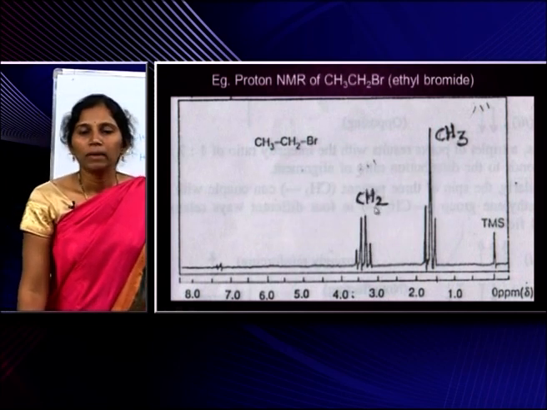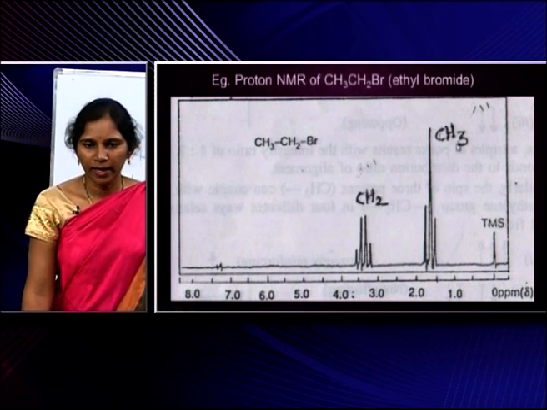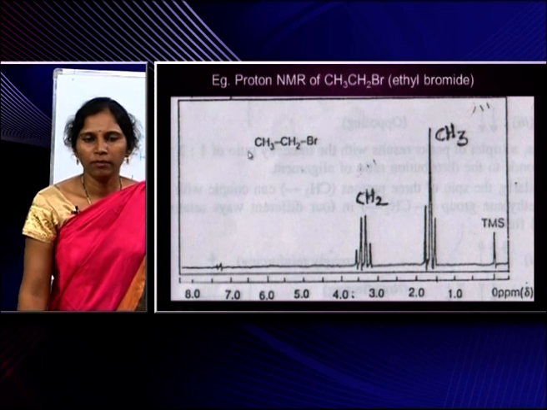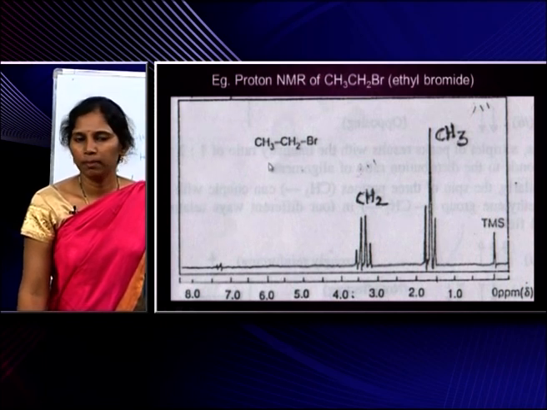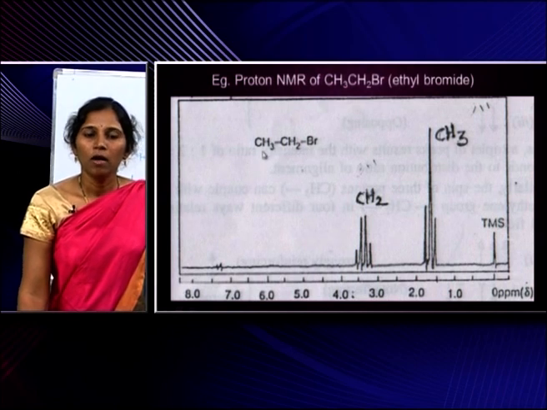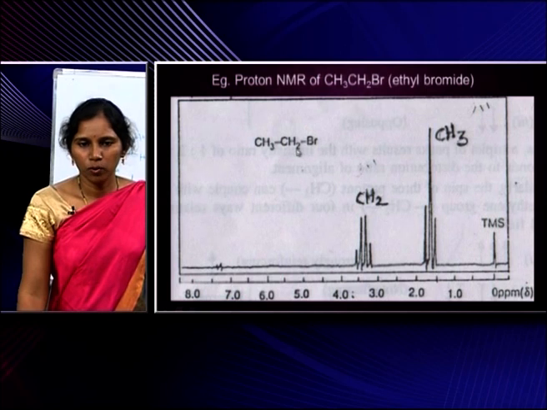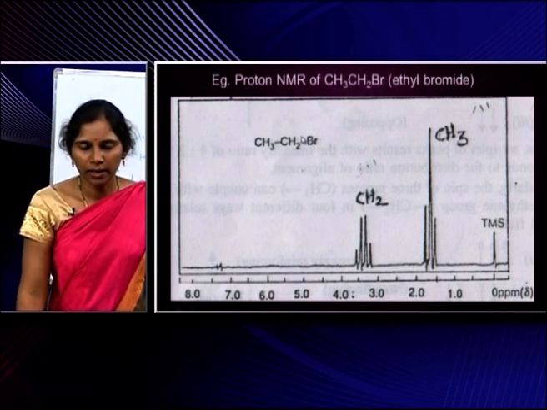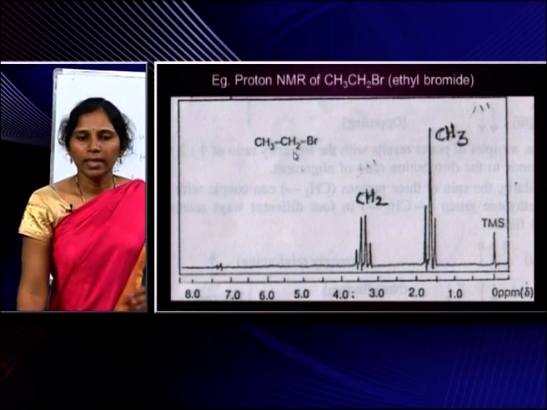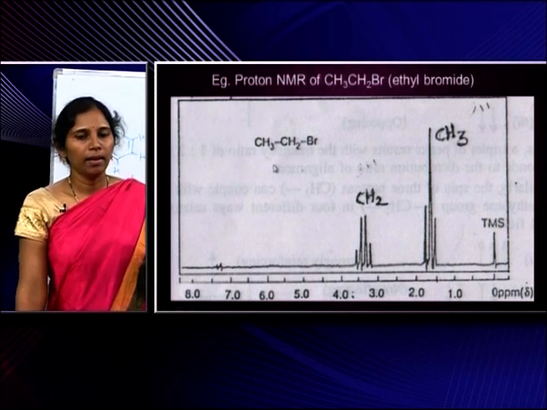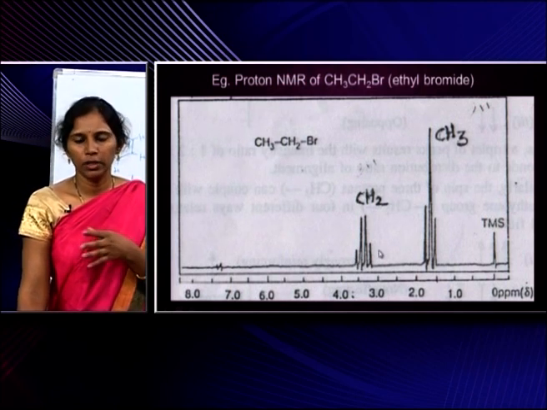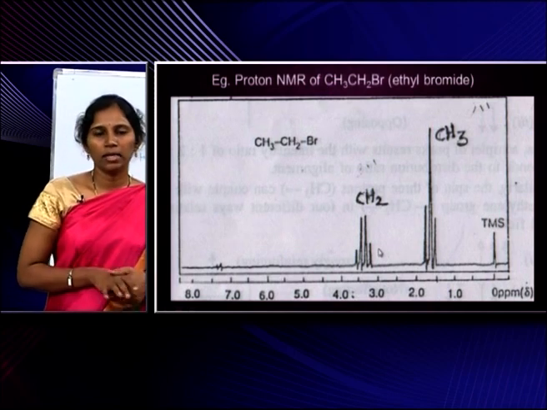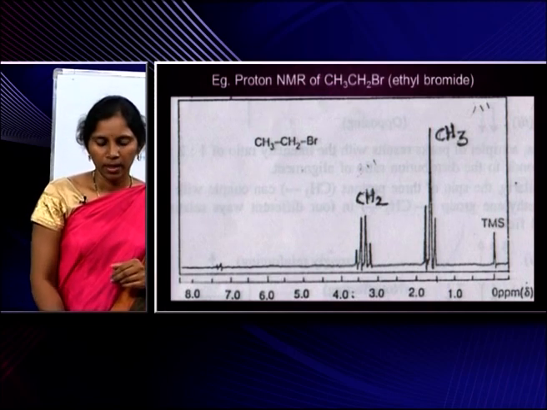See, I have shown the NMR spectrum of ethyl bromide. In ethyl bromide, we should get only 2 peaks, right? But because of spin-spin splitting, for these CH3 protons, because of two adjacent protons, 2 plus 1 is 3. This particular signal splits into 3. Like that, if you take this set of protons CH2, it is having 3 adjacent protons, 3 plus 1 is 4, like that it splits into 4, and hence the splitting is observed in ethyl bromide like this.